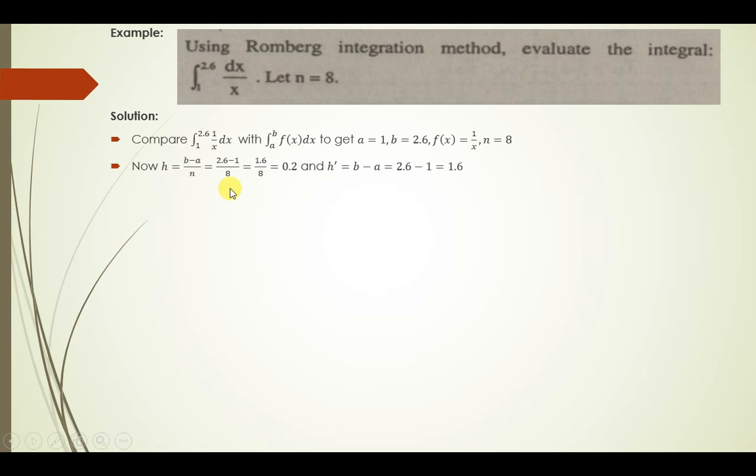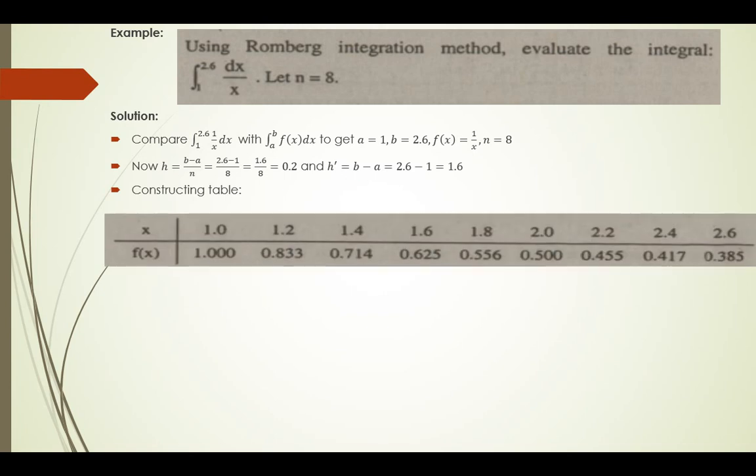Remember these two values. The third one is we need to construct a table for this function with the help of calculator. How could we construct a table with the help of calculator? I have explained this in one of my lectures. You can check it from there. So whenever we construct a table starting from 1 up to 2.6, we need to take a step size of 0.2.